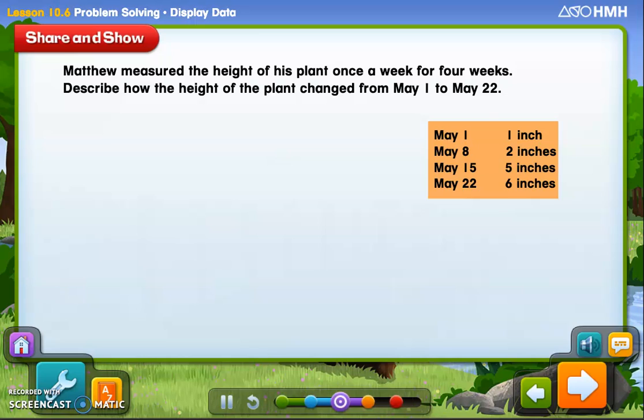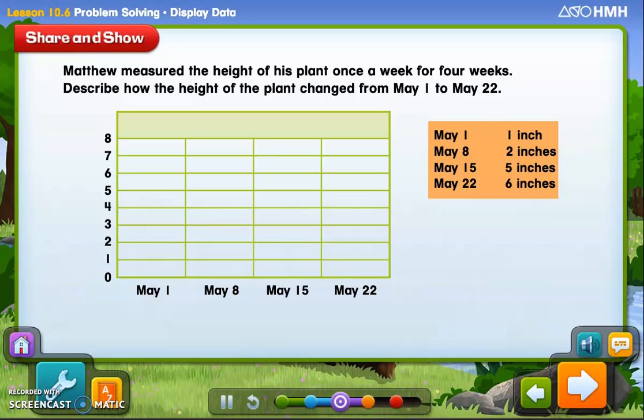Describe how the height of the plant changed from May 1st to May 22nd. You can solve the problem by making a bar graph to help you see how the height of the plant changed. The numbers on the left show the height of the plant in inches. The dates Matthew measured his plant are shown at the bottom of the graph. Drag the title and labels to their correct location on the graph.